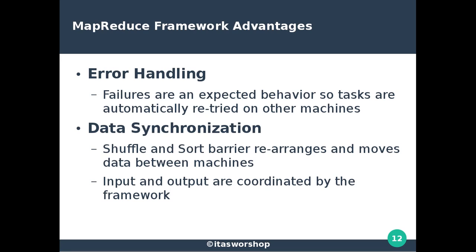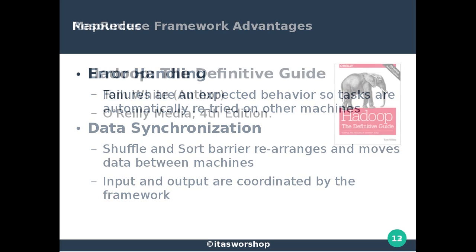Data synchronization. The shuffle and sort barrier rearranges and moves data between machines. It rearranges all your intermediate results, and then it synchronizes results from all intermediate results. Input and output are combined by the framework. So you don't need to worry about from which machine how much output should I take. You don't need to think about that. The shuffle, sort, and reduction, the framework will take care of that.